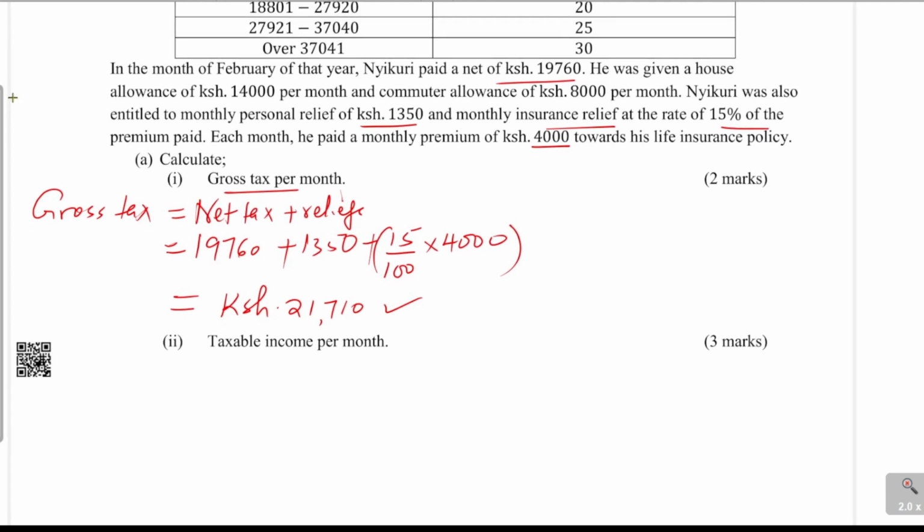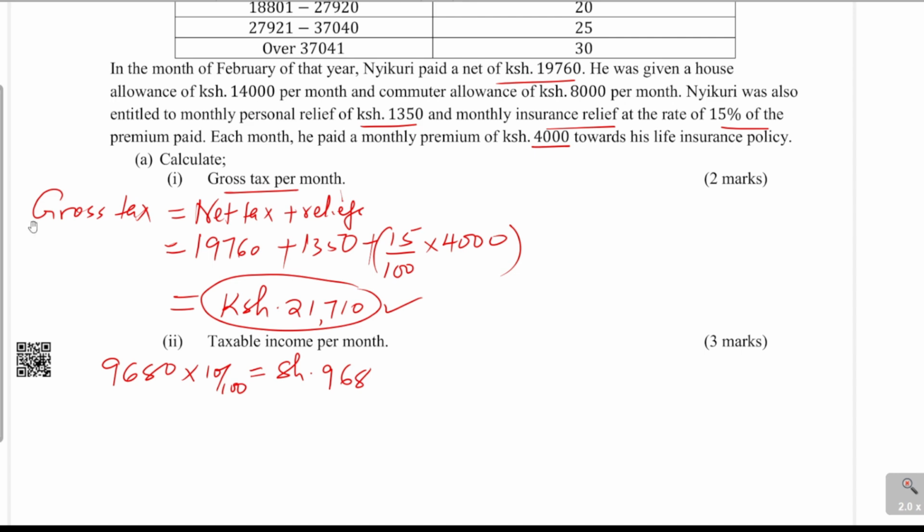So the first band is 9680 times 10%. This will give a tax of 968. What we will do, we will continue to the other bands until we get a total tax of 21,710. So the first one you have 968, and you have a long way to go till we get a tax of 21,710.